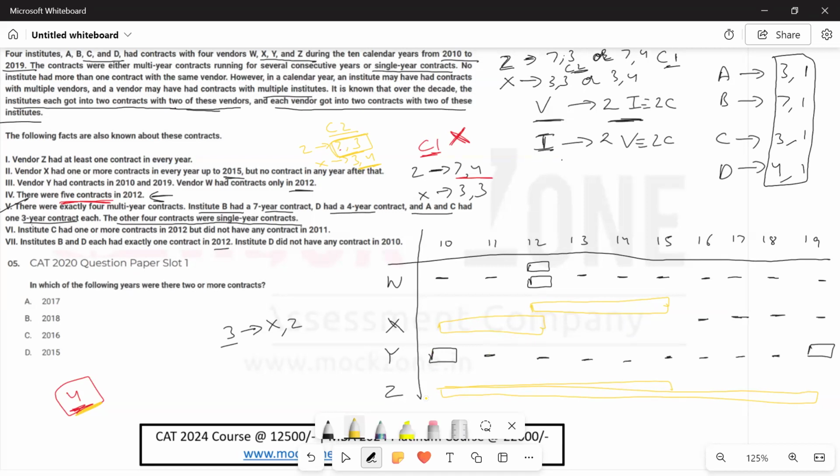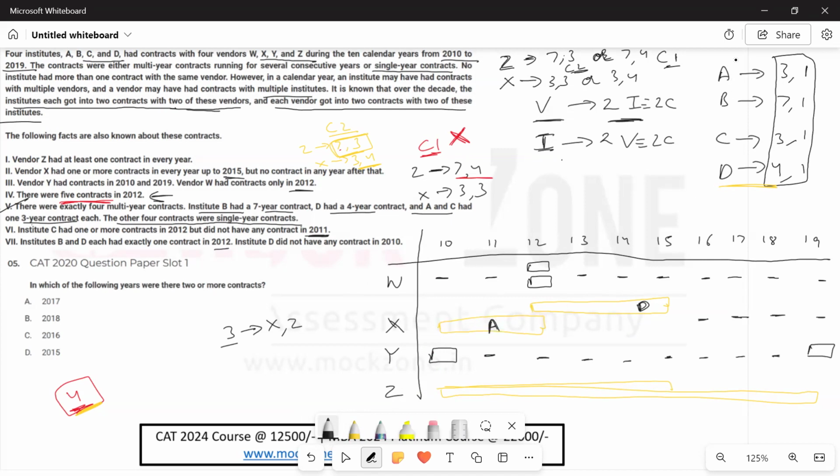Okay, now we know that this 4-year contract kiska hai. We know that the 4-year contract is from D, so we know that this is D, and the 3-year contract can be from either C or A. But we know that Institute C has one or more contracts in 2012 but did not have any contract in 2011. So we know that Institute C did not have any contract in 2011. So that means this 3 cannot be C because it is there in 2011. So if it cannot be C, which 3 is it? It is A.